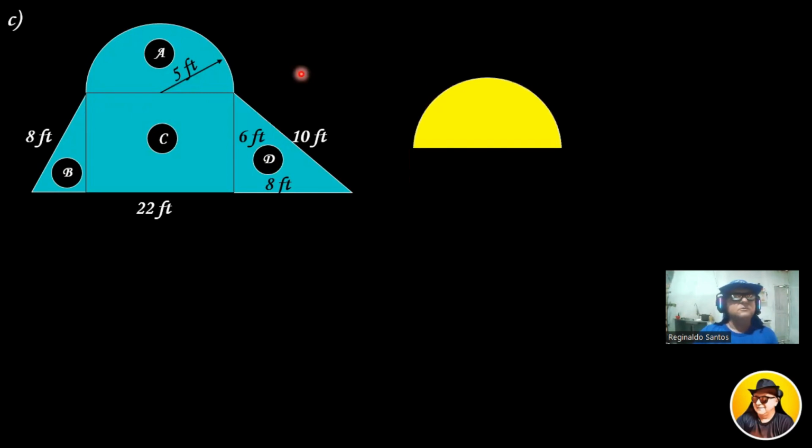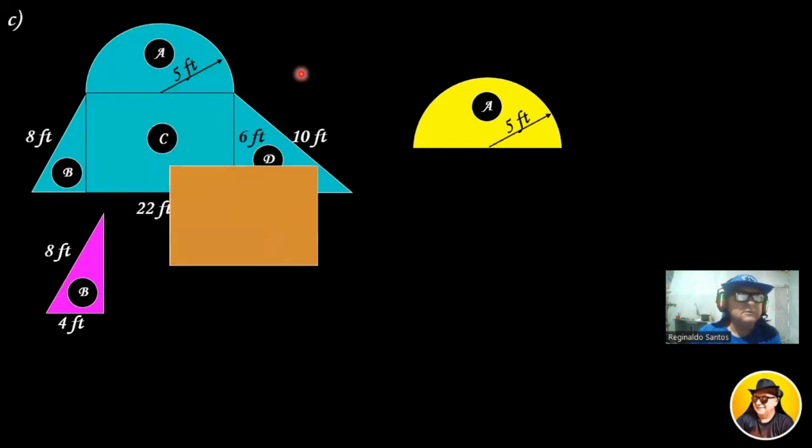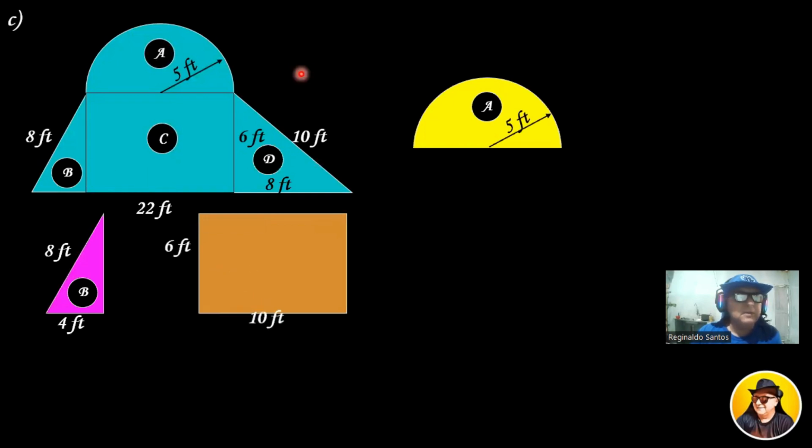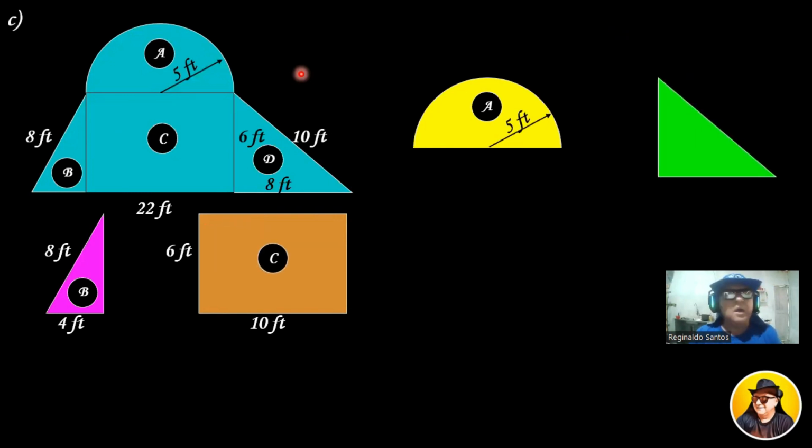Okay, this is the semicircle A. The radius is 5 feet. And the triangle B. The measurements are 8 feet and 4 feet. The rectangle C. The measurements are 6 feet and 10 feet. And also the triangle D. Triangle D is 6 feet and 8 feet. This is D. Okay, so let's find the areas separately, and then we are going to sum them up and find the total area.